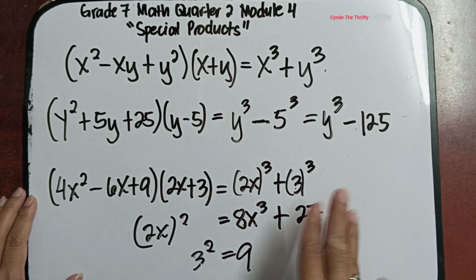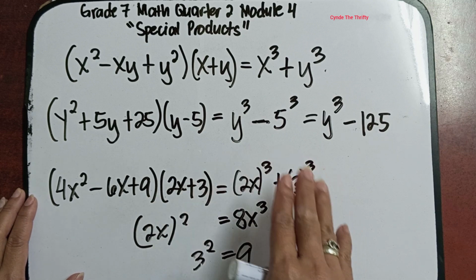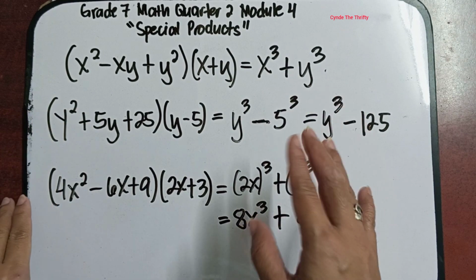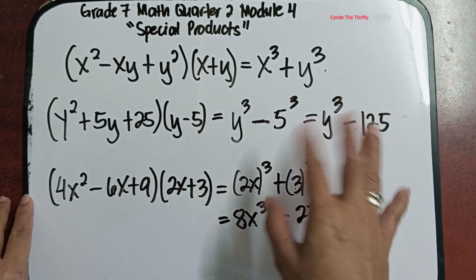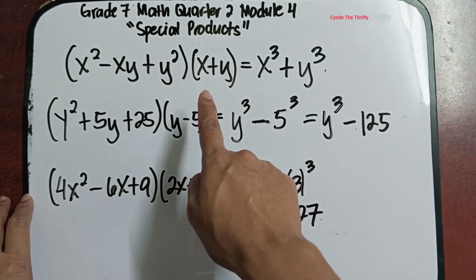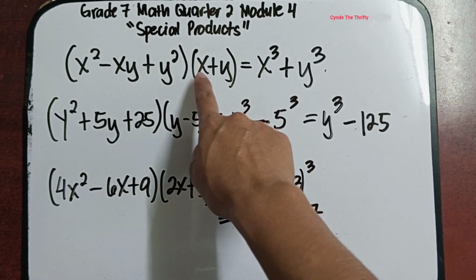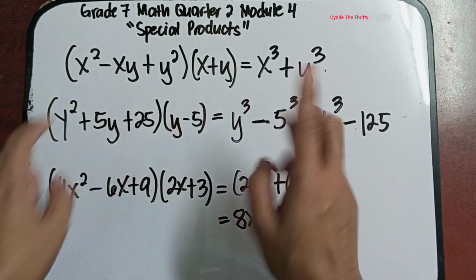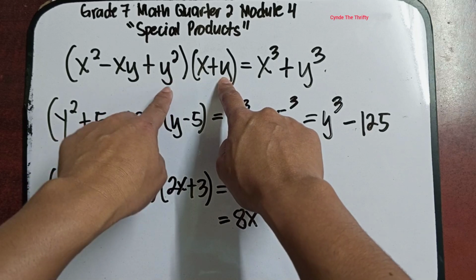Ibig sabihin, tama yung ating sagot at itong ating given is a product of a binomial and a trinomial. Para malaman nyo na ang inyong given is product of a binomial and a trinomial, gagawin nyo muna yung 3 points. First, i-square nyo muna ang iyong first term sa binomial kung first term ba siya ng iyong trinomial. Pagkatapos, i-multiply mo ang first term at second term kung second term ba siya ng iyong trinomial. And then lastly, i-square mo ang iyong second term sa binomial kung third term ba siya ng iyong trinomial.